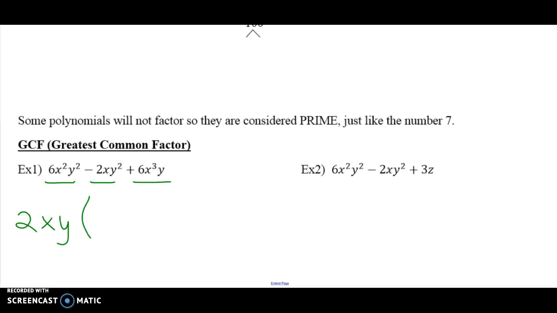And now we go through and just divide away that from all 3 terms. So if I started with a 6, but I unmultiplied out a 2, we have a 3 left. I had an x squared, but one of them came out front. And I had a y squared, and one of them came out front. So that's 3xy.